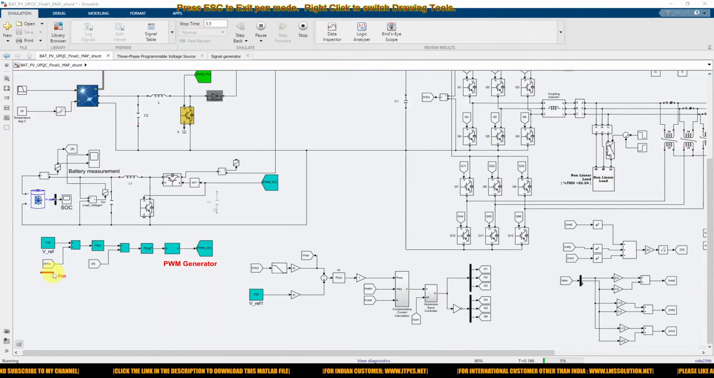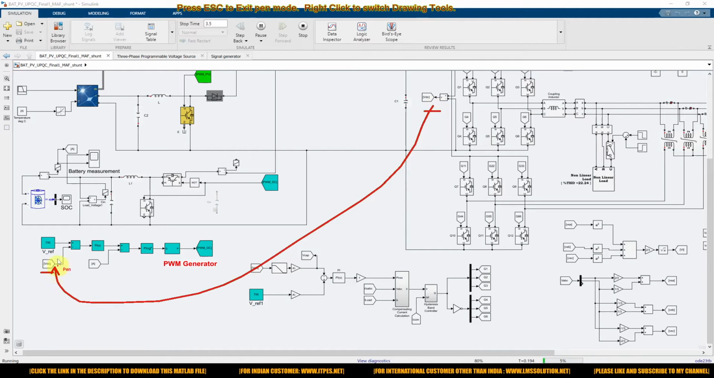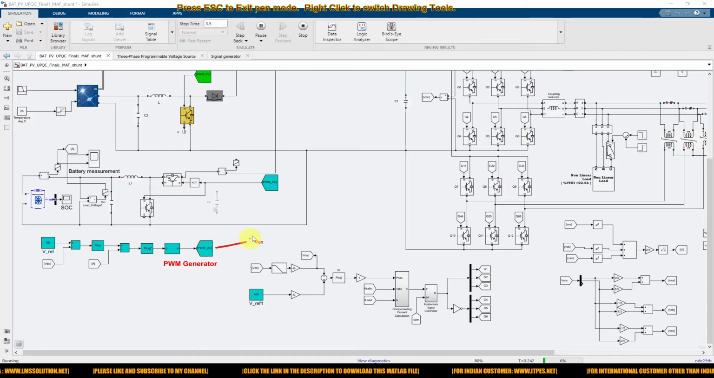So here we are measuring the DC link voltage, right? This one is measured here and then compared with 400 volt, and then it's going to be processed via the PI controller. So it will generate the reference current for the battery charging and discharging, and then here we are measuring that battery current, and then it's going to be processed via the PI controller. So the PI controller will generate the duty cycle, and the duty cycle is going to be processed via the PWM generator. So it will generate the pulse for this bidirectional converter.